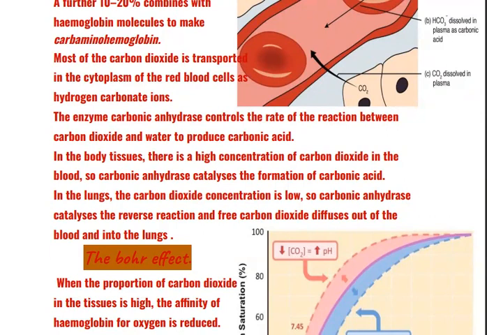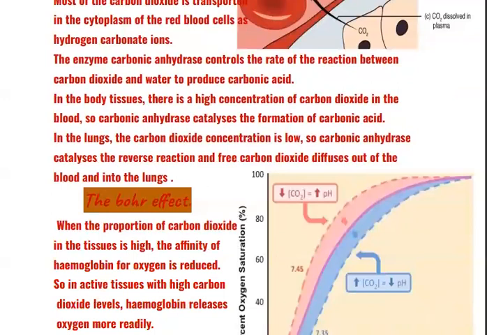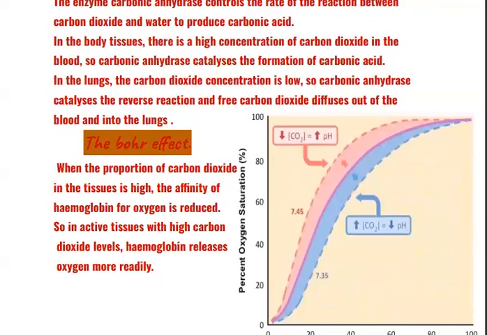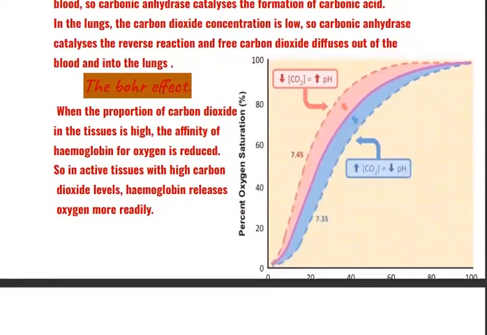In the body tissues, there is a high concentration of carbon dioxide in the blood, so carbonic anhydrase catalyzes the formation of carbonic acid. In the lungs, the carbon dioxide concentration is low, so carbonic anhydrase catalyzes the reverse reaction, and free carbon dioxide diffuses out of the blood and into the lungs.